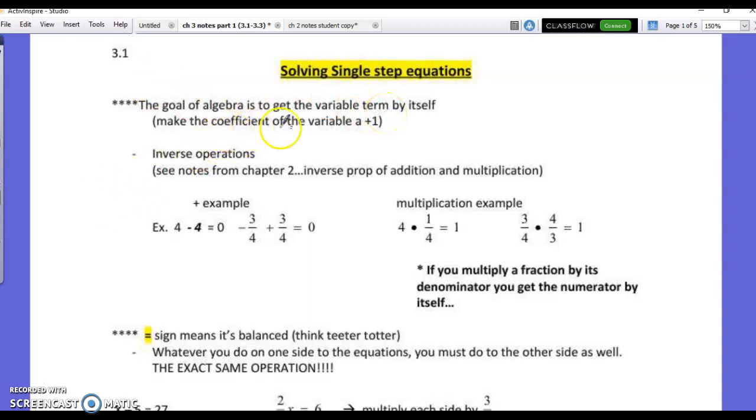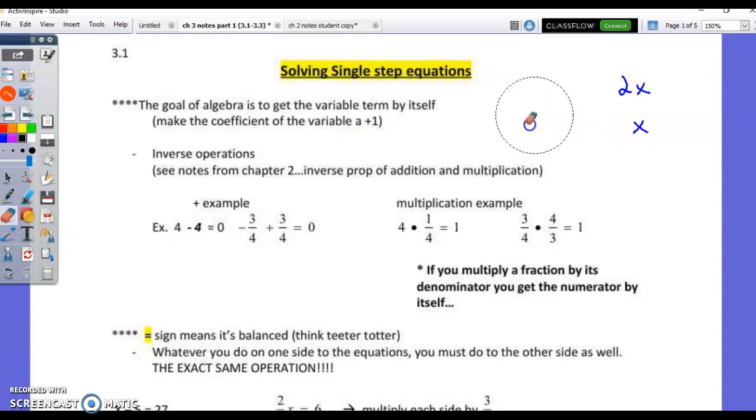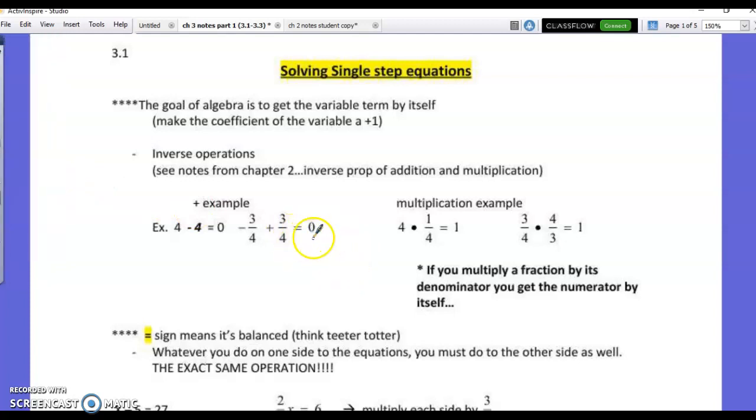All right, so the goal of algebra is to get the variable or the term by itself, or to make the coefficient of the variable a positive 1. So if I had a negative x, the goal would be somehow to make that be a positive x, because these would be 1. If I had a 2x, I would want to know how to make that a 1x. Okay, so whenever I say get the variable by itself, it means make the coefficient a positive 1. And we are going to be doing that mathematically over and over and over again. You're going to hate it or you'll like it, but hopefully this explanation helps.